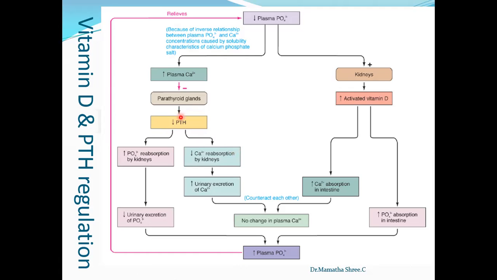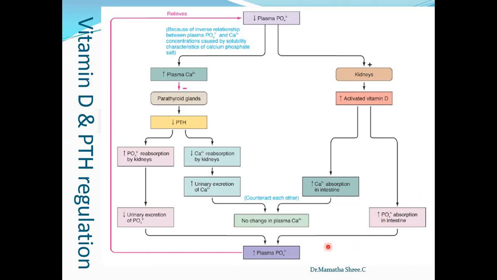So whenever the values of PTH are decreased, there is decreased calcium reabsorption by the kidney, resulting in increased urinary excretion of calcium. But there is no change in the plasma calcium. How? Because whenever there is decrease in plasma phosphate levels, the vitamin D gets activated in kidney. So this vitamin D increases the calcium absorption in the intestine, and it increases phosphate absorption also in the intestine.